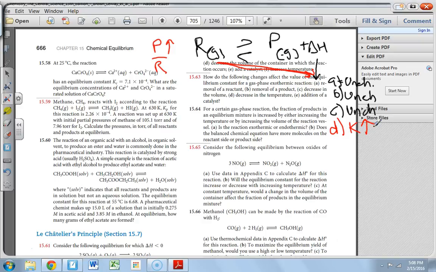And the last one, the addition of a catalyst does not affect the equilibrium constant. The equilibrium constant is only affected by temperature, and so a catalyst affects the speed with which the reaction occurs, but it does not affect the constant. So I hope that this solidifies the point that the only thing that affects the value of the equilibrium constant is a change in temperature. Okay, so have fun and have a great time.